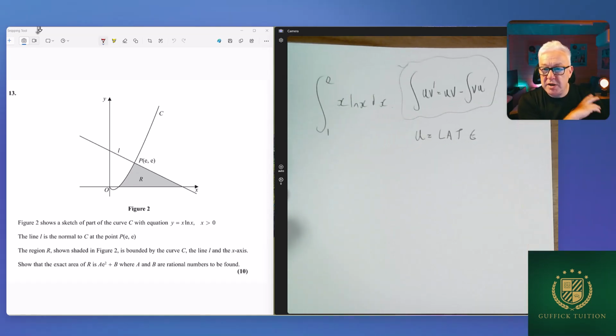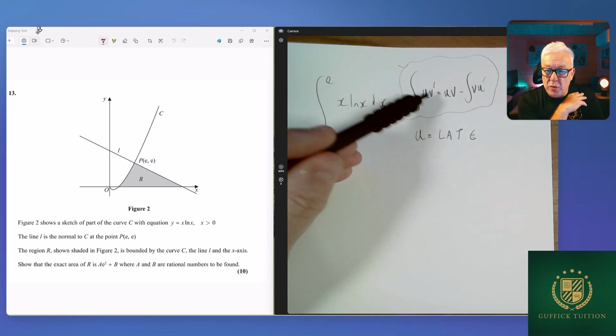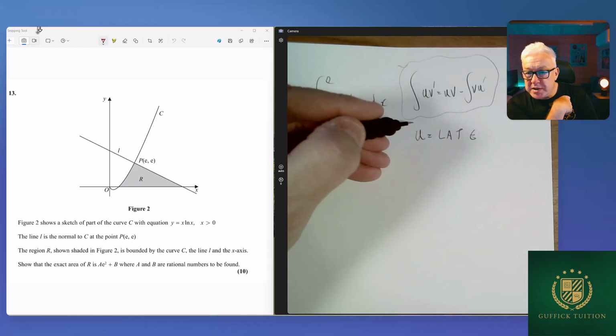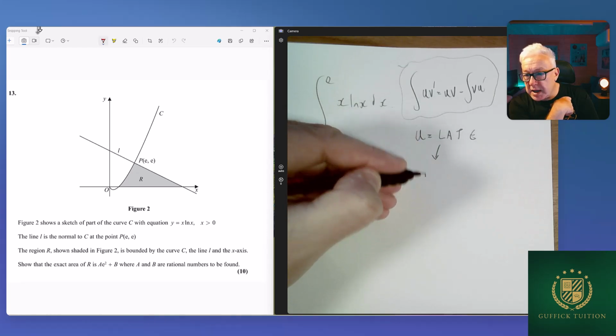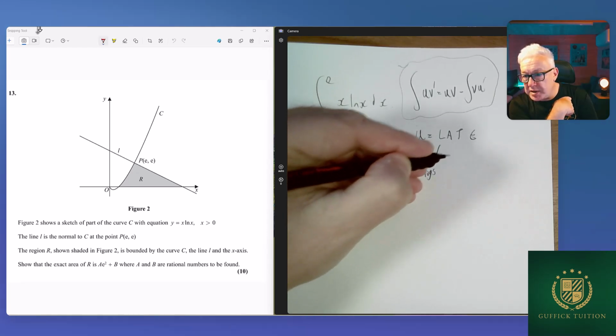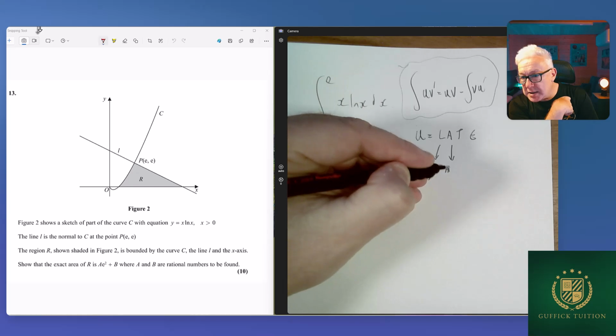But with parts, you need to say to yourself, which bit's going to be the u, which bit's going to be the v dashed. And this is a really helpful little acronym that can help you decide. So L stands for logs, they're top priority for being the u. A is like algebra.